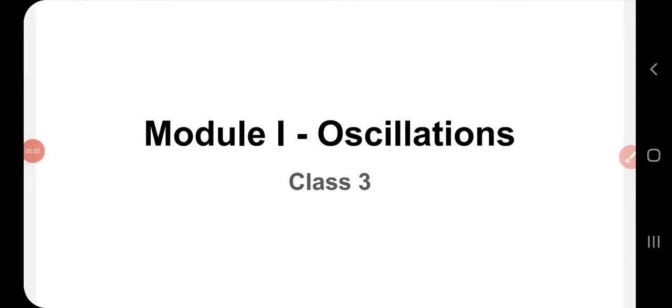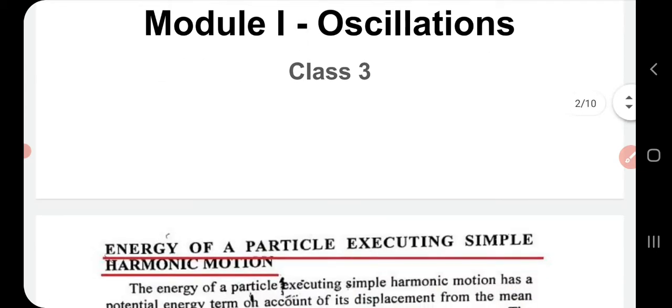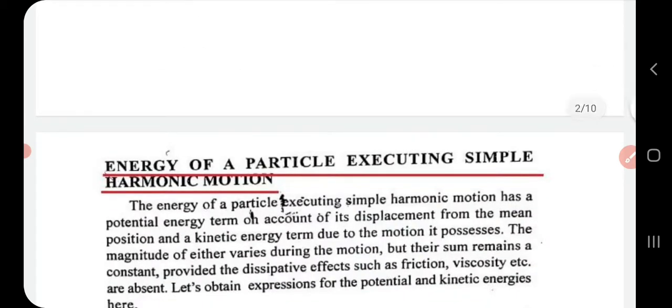Good morning. Now, this is our third class on oscillations. Here, our aim is to derive the expression for energy of a particle executing simple harmonic motion. In the last class, we studied what is simple harmonic motion, and any particle executing simple harmonic motion is called a simple harmonic oscillator.